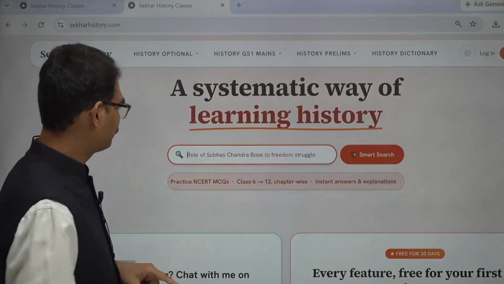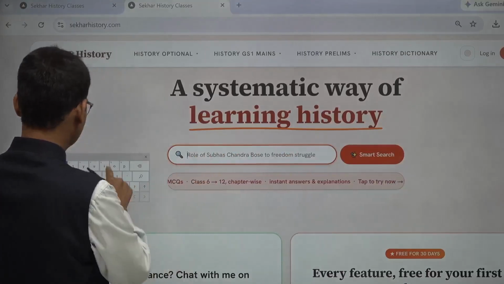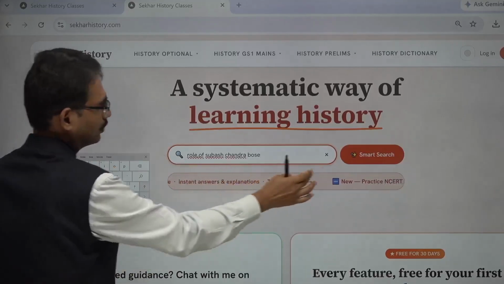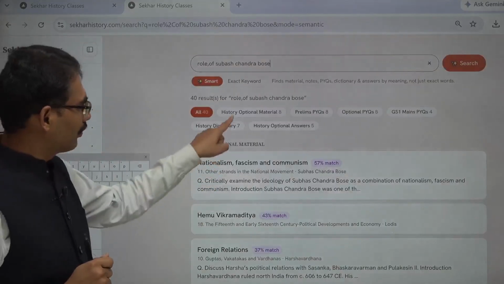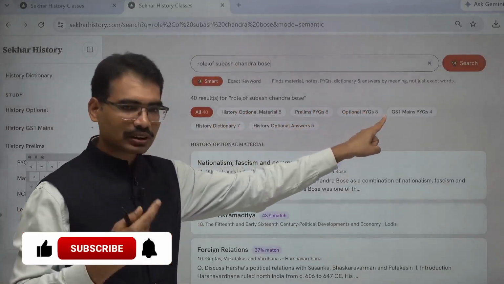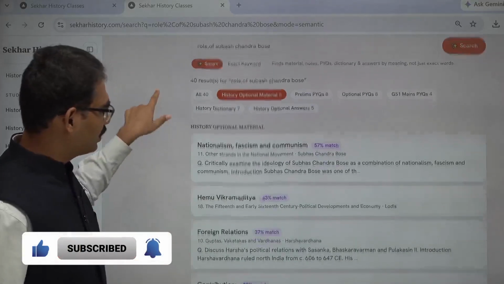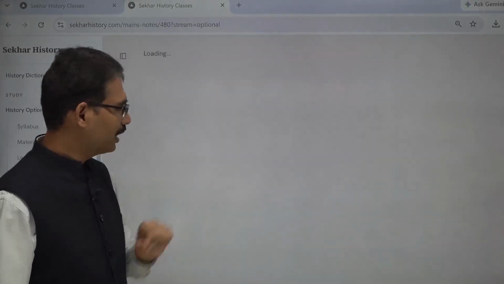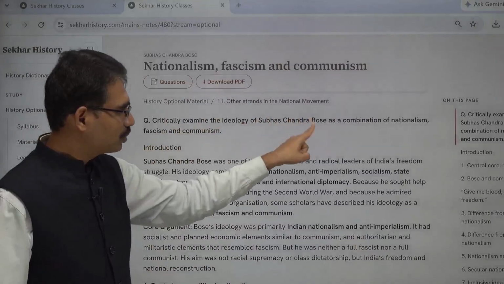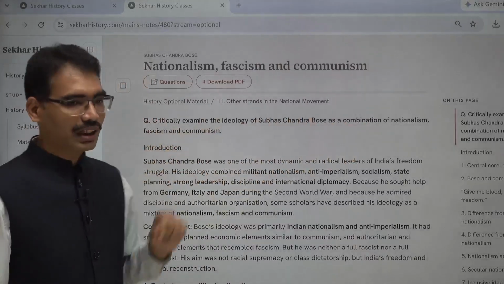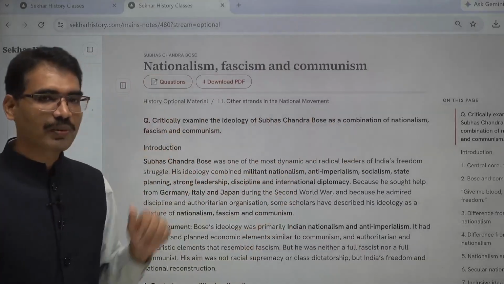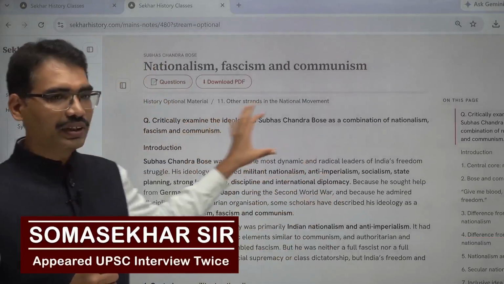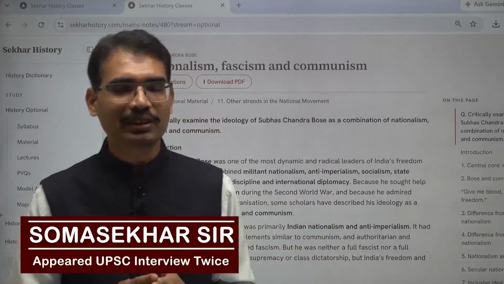For example, if I type role of Subhash Chandra Bose, smart search shows history optional, prelims PYQs, optional PYQs, and so on. And when you click, this question is directly related to Subhash Chandra Bose only. Nationalism, fascism, and communism. Critically examine the ideology of Subhash Chandra Bose as a combination of nationalism, fascism, and communism. A history optional question. This is how smart search is going to understand the context and give you the result. In this way, it will help you to analyze more deeply in your preparation.